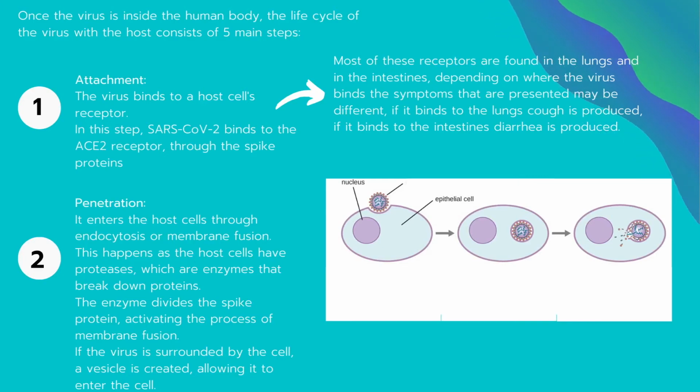Then, penetration. It enters the host cells through the endocytosis or membrane fusion. This happens as the host cells have proteases, which are enzymes that break down proteins. The enzyme divides the spike protein, activating the process of membrane fusion. If the virus is surrounded by the cell, a vesicle is created, allowing it to enter the cell.